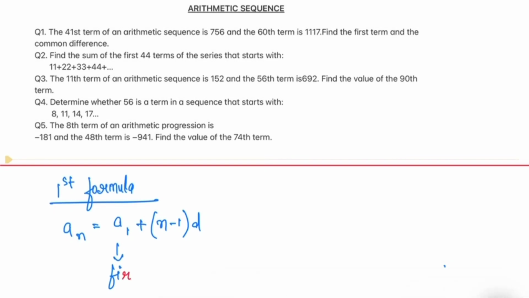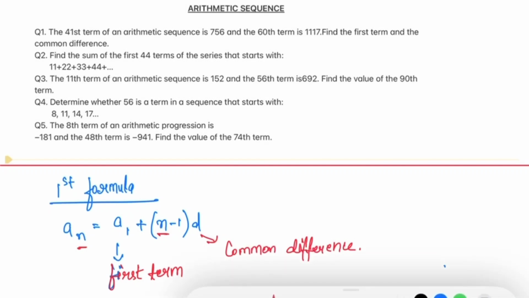a1 is the first term and d is the common difference. And n, what is n? I'll make you understand when we'll be doing the questions. Okay, so this was the first formula.